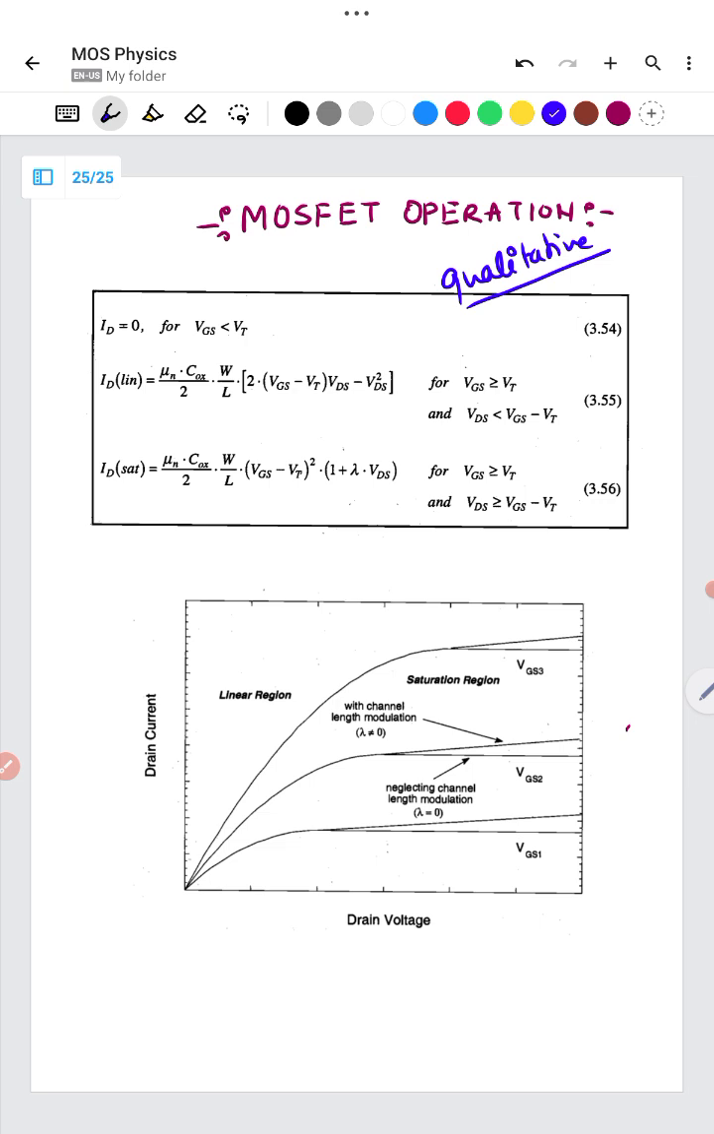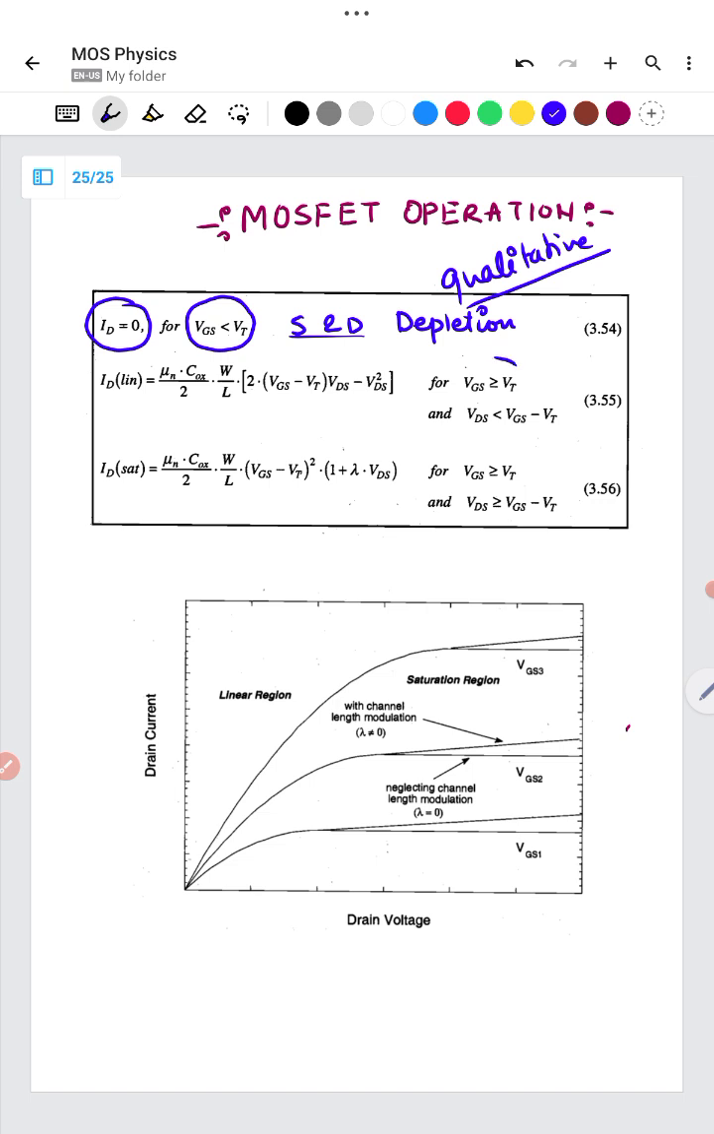So, it is very clear that if VGS is less than VT, that means there is no channel between source and drain. Between source and drain, you have a depletion region. 100% there is no current, there is no ID. This is very clear to you.